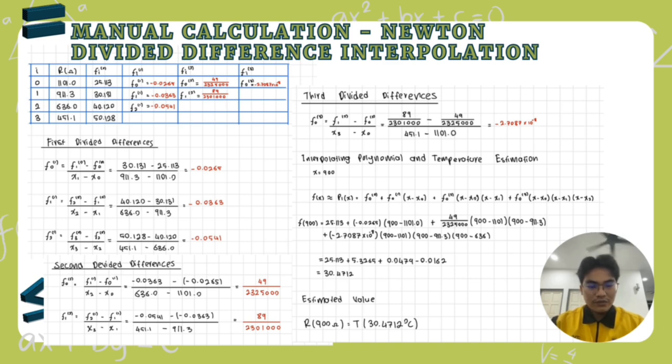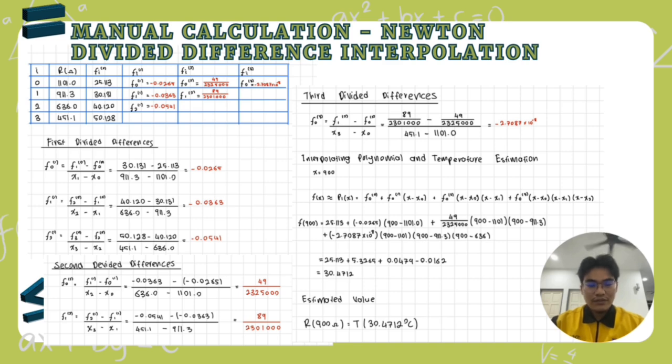Now we use these coefficients to form our interpolating polynomial P3(x). We take the top value from each column of our table and plug them into this general form. We estimate the value at x equal to 900 by substituting 900 into our equation.